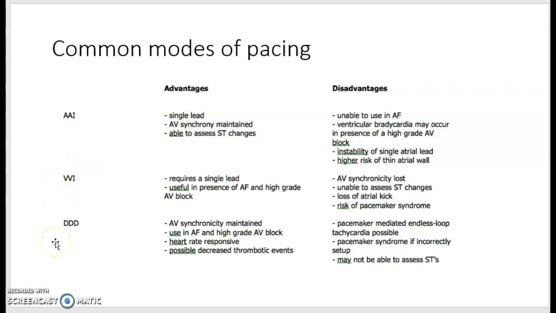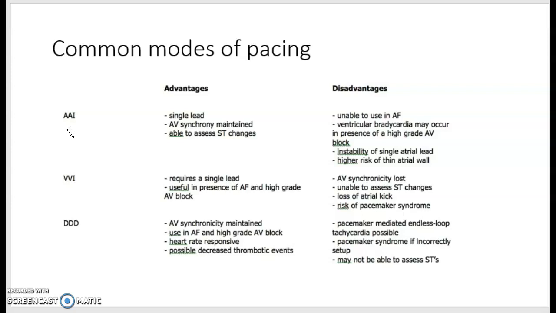Your DDD, you will see this 10 to 20 times a day. Most common mode there is. This means we are pacing in both the atrium and the ventricle. We are sensing in both the atrium and the ventricle. And the last D basically means we are tracking. So when the patient is at 70, we're not pacing and the lower rate is set at 60, we're pacing what the atrium's doing at 70.